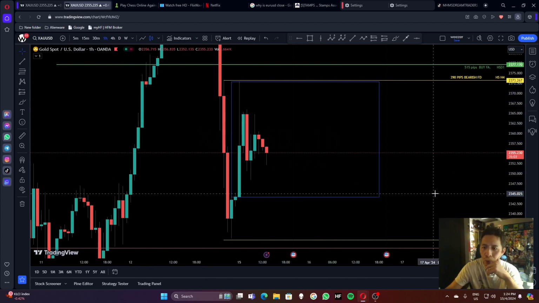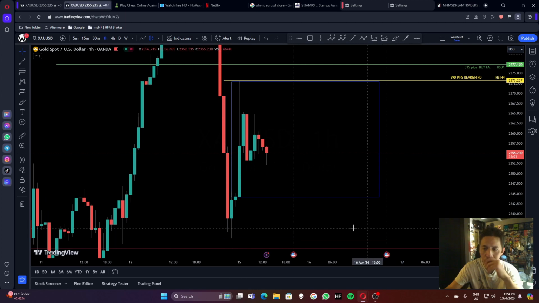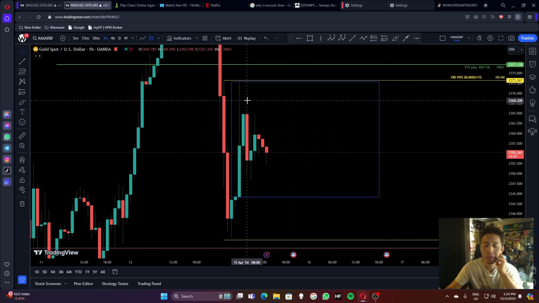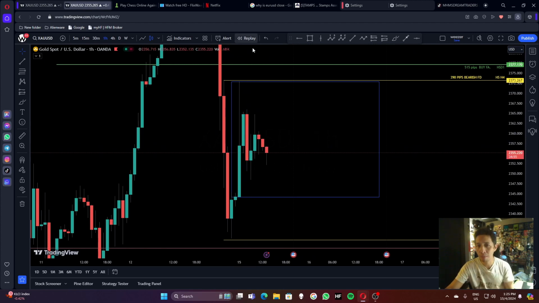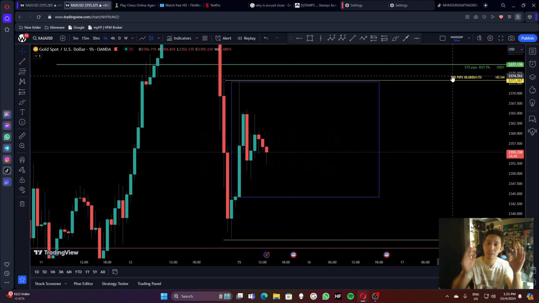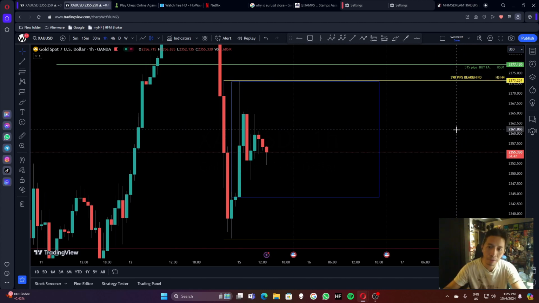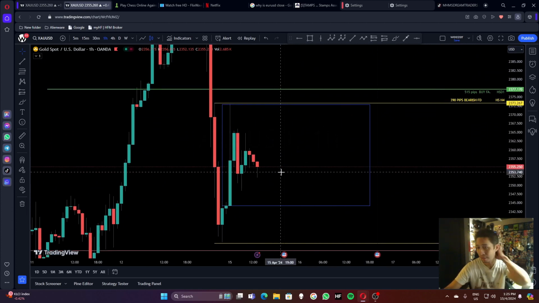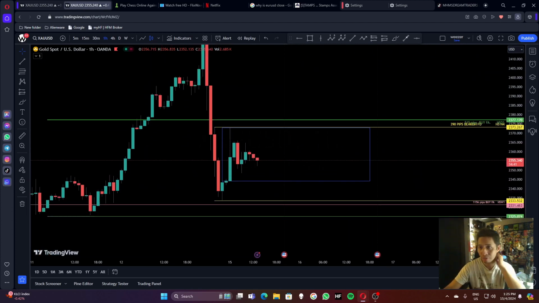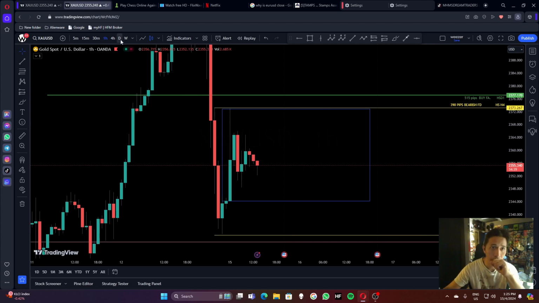So in H1 there is no measurement. You can't measure the range. So what I want to see is a breakout to the downside, because we are looking for a sell. We are focusing on a sell today, because the H1 zone is on a sell direction. Okay, important to know the direction for the day.